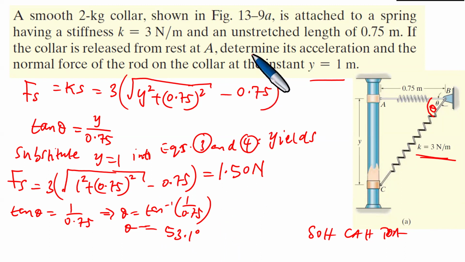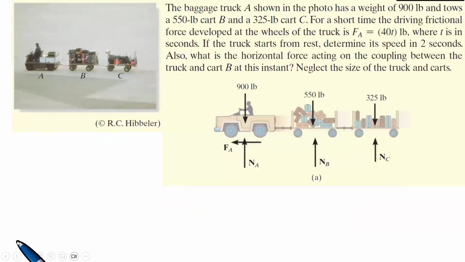Okay. What do we want? To determine its acceleration and the normal force of the rod on the collar at the instant. So we have found a couple of these things: the spring force, and the angle. But we're interested in determining the acceleration. So what will the acceleration be, and the normal force? So we need NC and that. So we continue as follows.